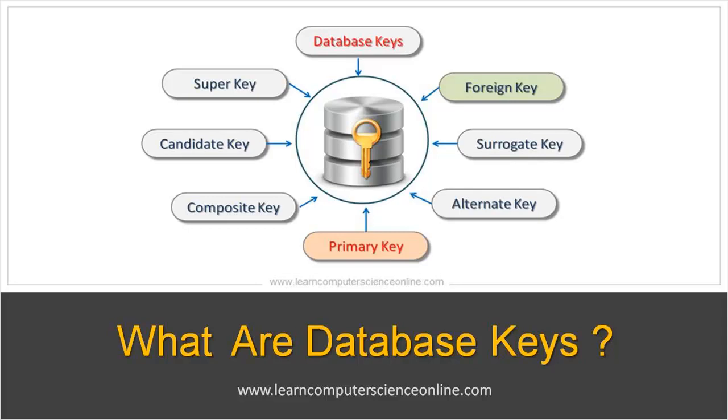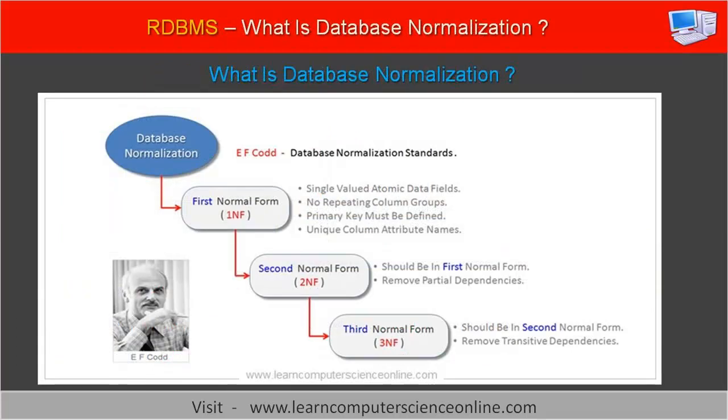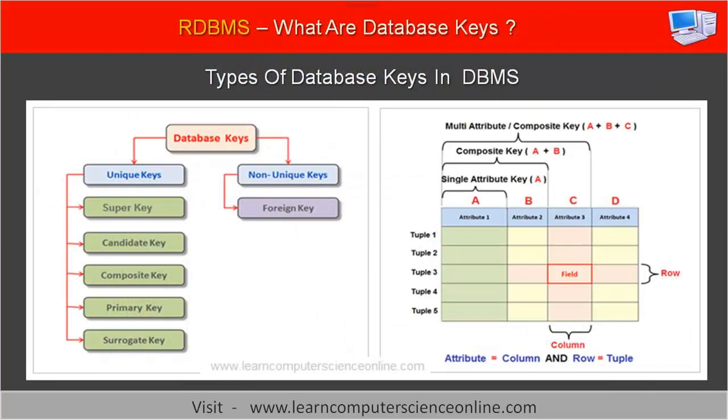LearnComputerScienceOnline.com. And in this video, we are going to discuss one of the most important topics in the database management system, that is, what are database keys, and different types of database keys used in the database design. The database keys are used to define and establish the relationship between the tables during the database normalization. And therefore, the students studying the database management system, DBMS, must have a good understanding of the database keys.